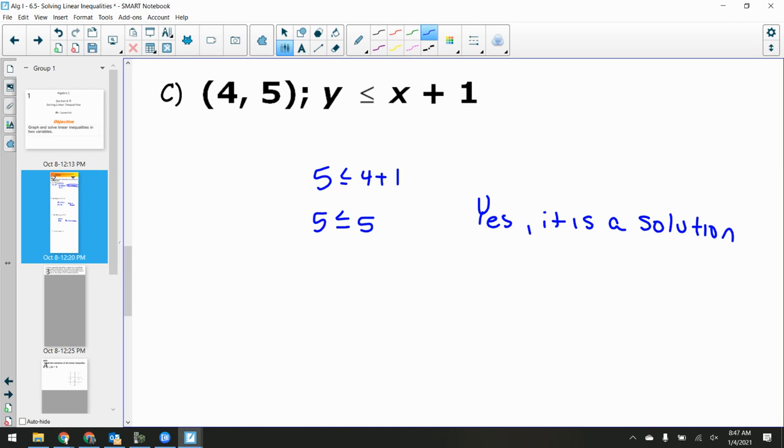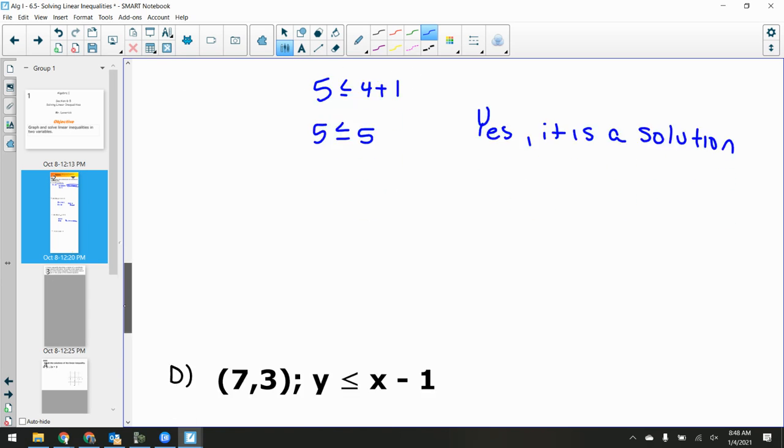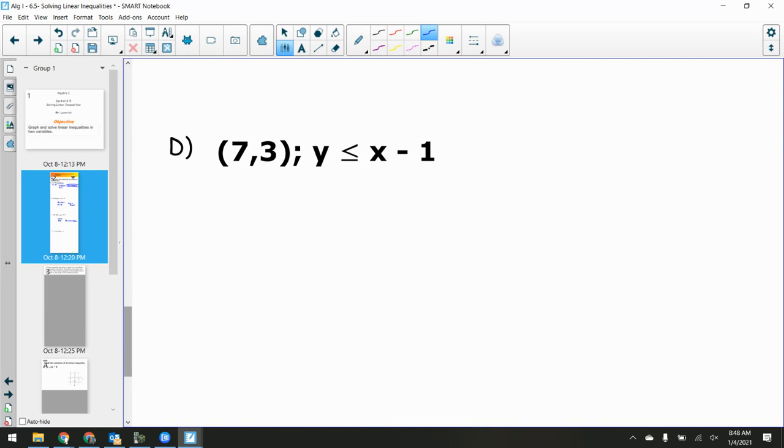Go ahead and do the last one there. Do example D. Oh, yeah. Is this one a solution? Yeah. Is 3 less than or equal to 6? Yes. Some of you may say, whoa, it's not equal to though. That's okay, it doesn't need to be equal to. Less than or equal to just has to meet one of the 2 requirements, right? So it's less than, so therefore, yes, it is a solution.